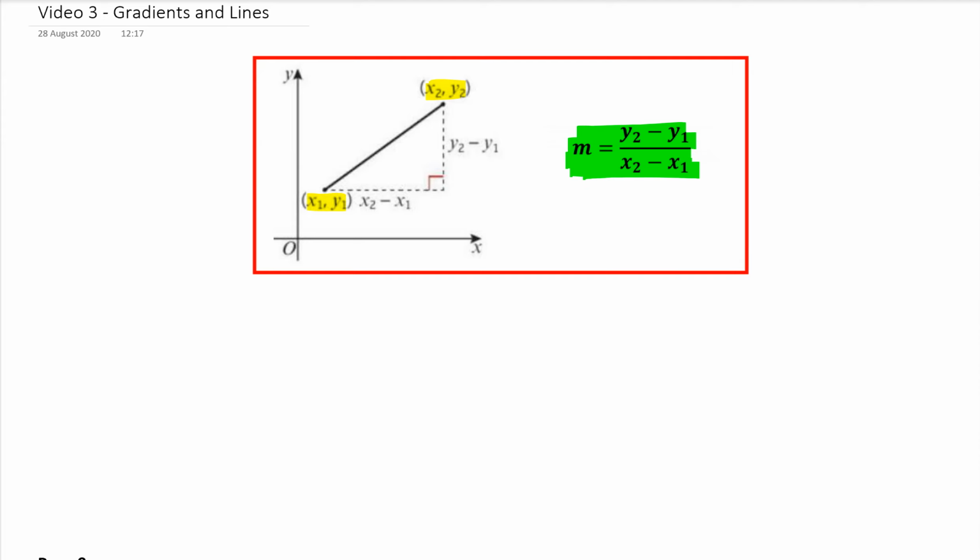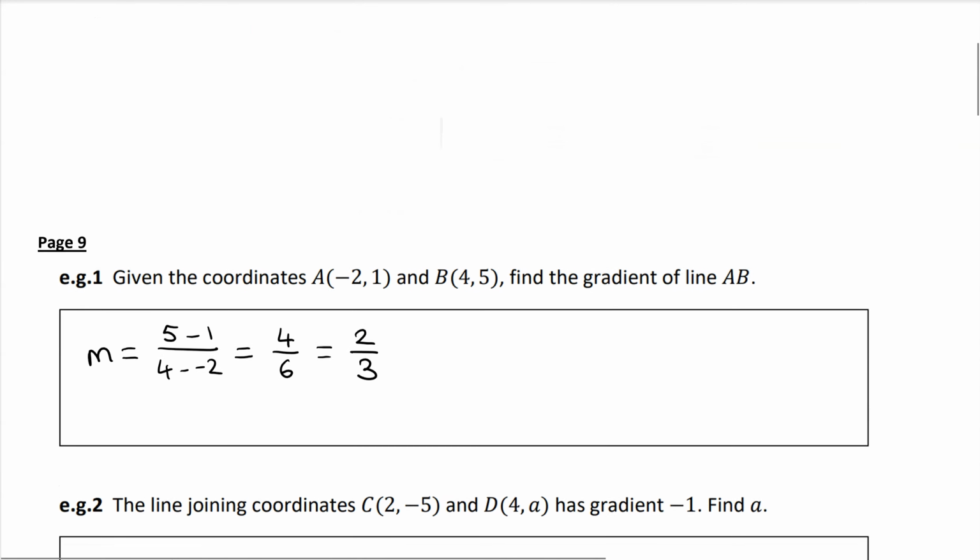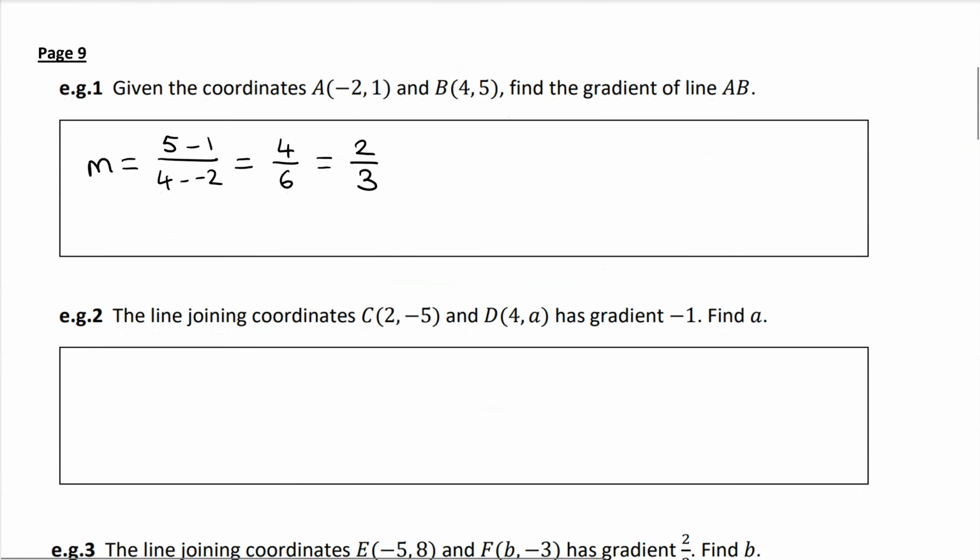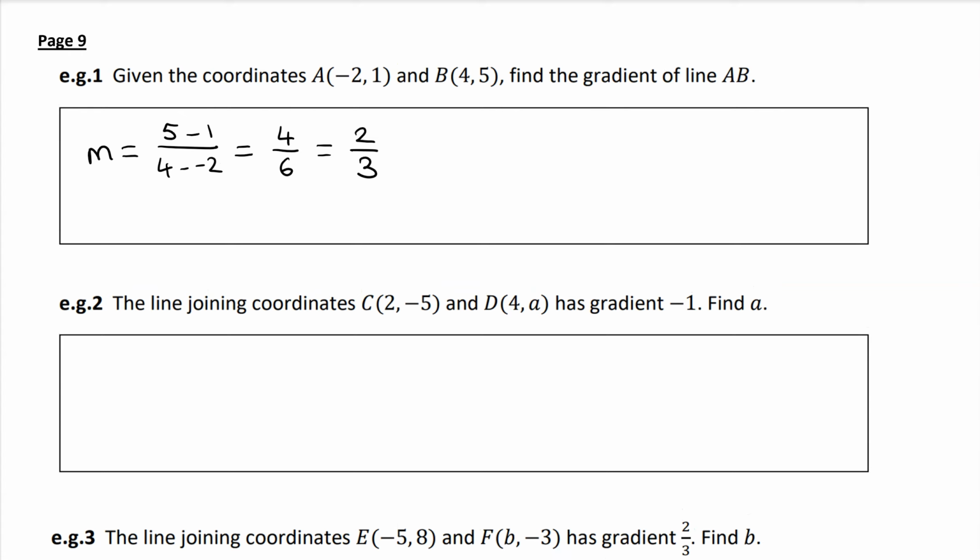Try and get the habit of using this formula rather than just think of it as changing y over changing x, because you've got to be very careful that you get the correct sign when you do this. So let's have a look at some examples. As you can see, I've done this first one for us. So it should be nice and simple, just using the formula.